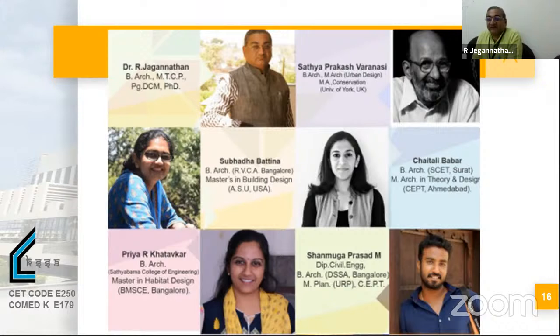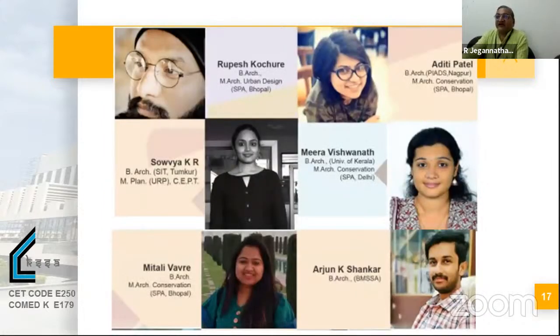Priya Katavkar has a master's in habitat design from BMS Bangalore. Architect Shanmuga Prasad has his post-graduation in planning from CEPT Ahmedabad. We have architect Rupesh Kochare with his post-graduation in urban design from SPA Bhopal. Architect Aditi Patel with her specialization in conservation from SPA Bhopal. Architect Sauvya has a post-graduation in planning from CEPT.